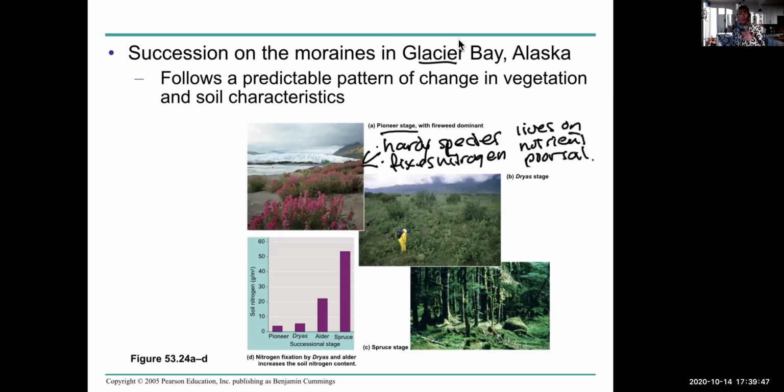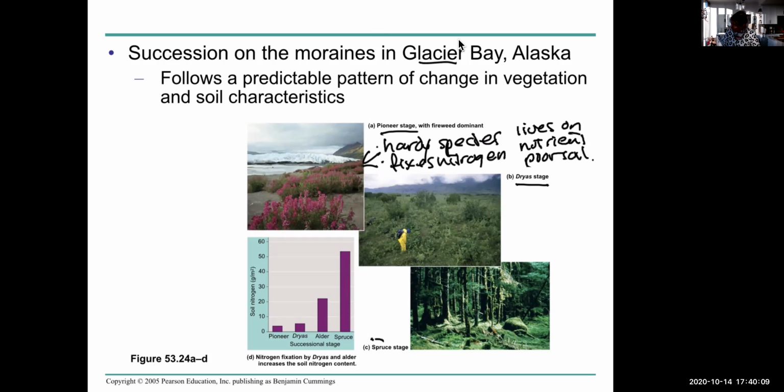But it increases the nutrient richness by adding nitrogen itself, usable nitrogen. The next stage is called the dryas stage. That's a kind of shrub. And the soil is now rich enough for the dryas to live there. The dryas changes the soil even more.